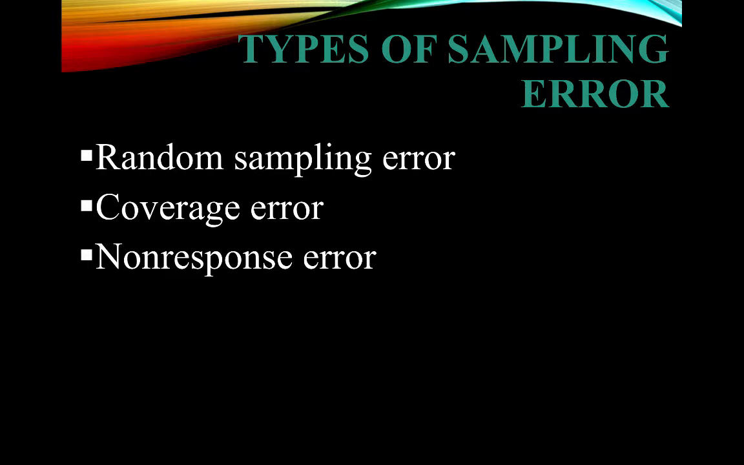Maybe they somehow differ systematically from those who did respond. So maybe those students who are really dedicated would not respond because they don't want to take too much time away from their studies to participate. Or maybe the ones who didn't respond vary in some significant way from the sample that did respond. So again, this is called non-response error or non-response bias.